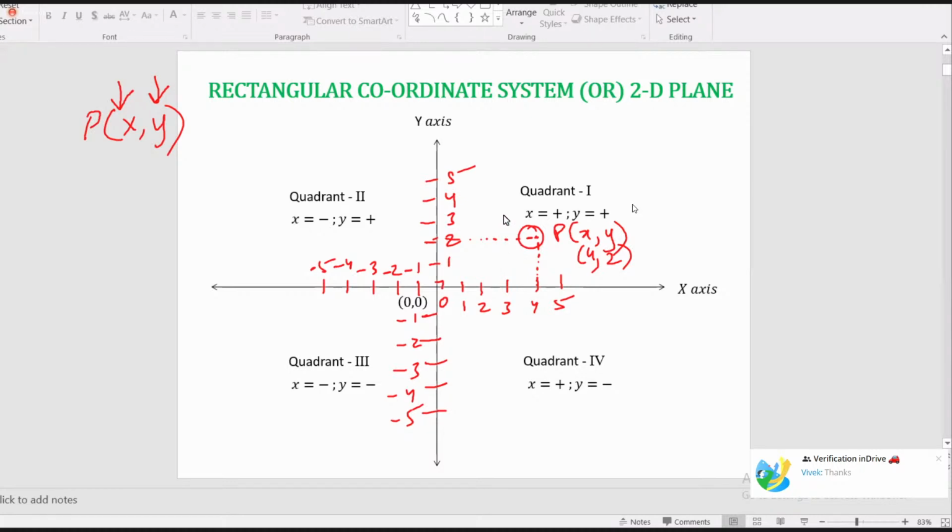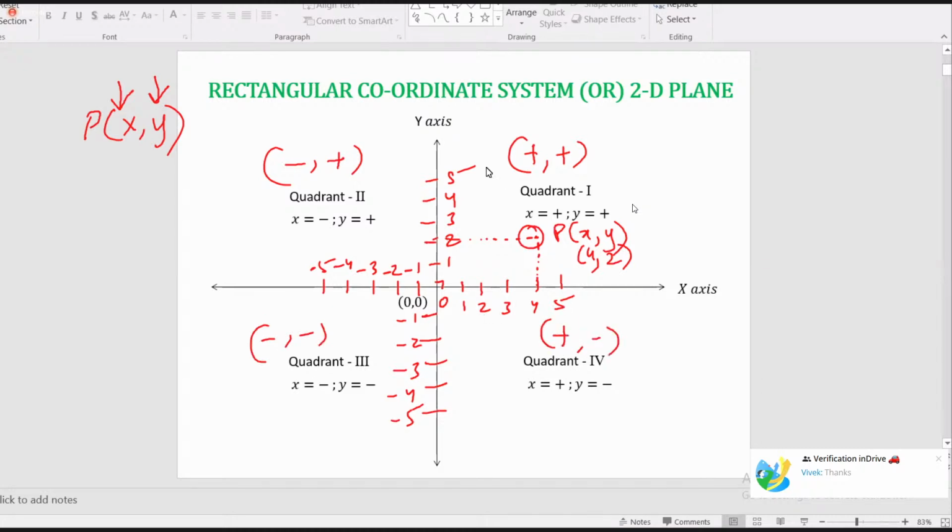Secondly, and most importantly, if you look at the quadrants, you will notice that the first quadrant has x as positive, y as positive. So any point of the form positive, positive will lie in the first quadrant. Similarly, in the second quadrant, x is going to be negative and y is going to be positive, so it will be of the form negative, positive. In the third quadrant, x is negative and y is negative. And in the fourth quadrant, x is positive and y is negative.